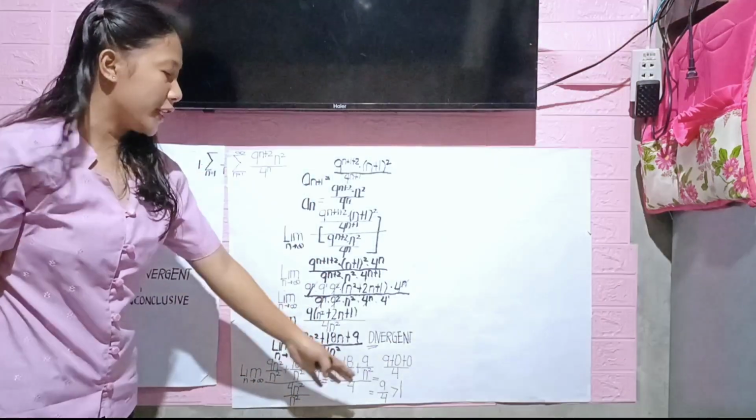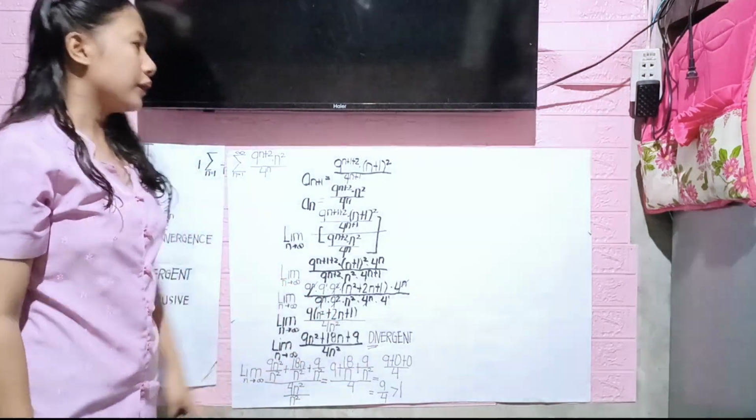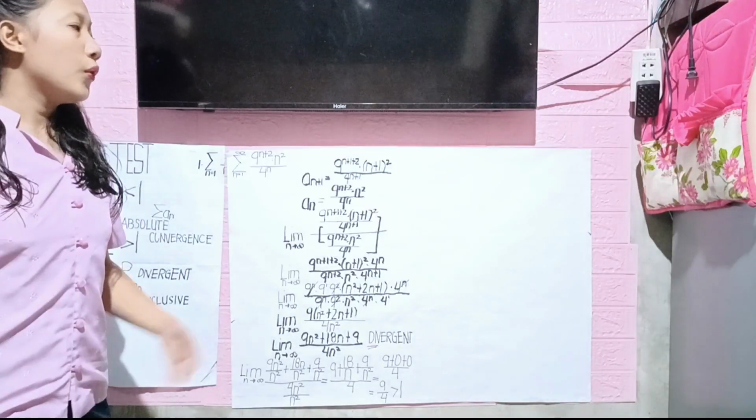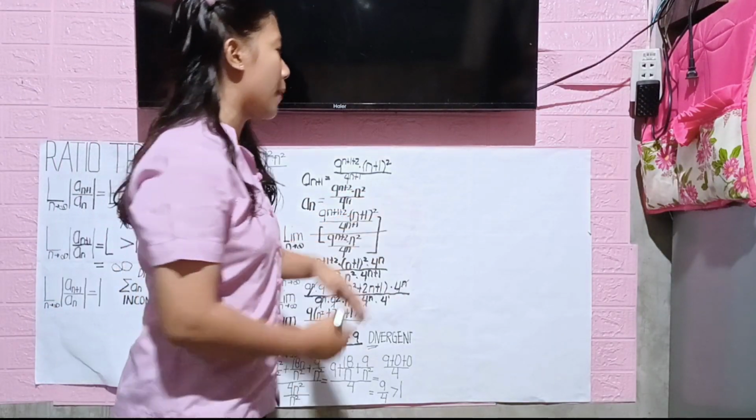So, 9 over 4 is greater than 1, then it is divergent. So, now, we are going to proceed on our next example.